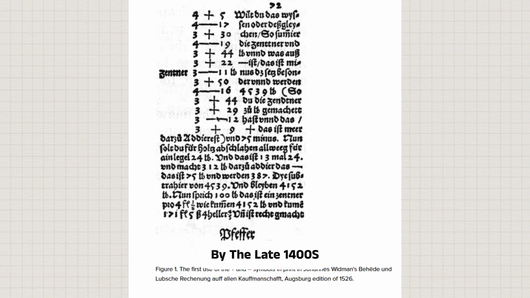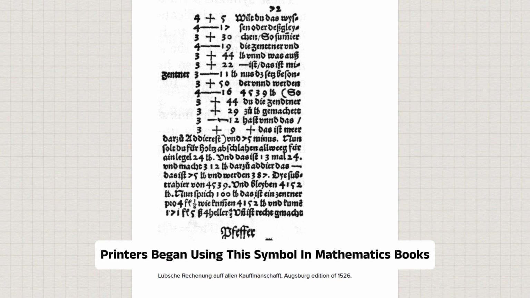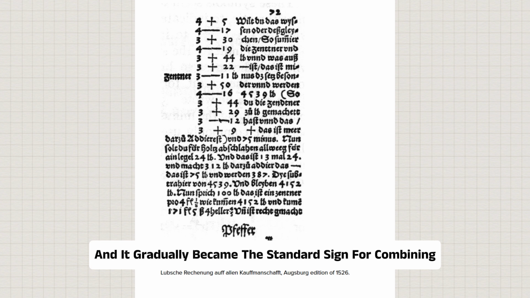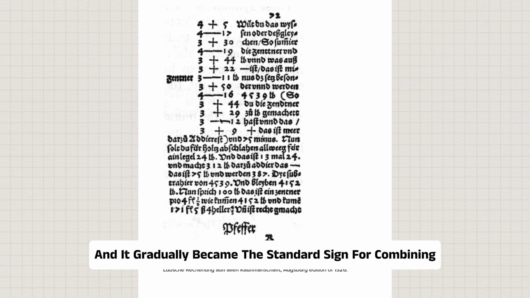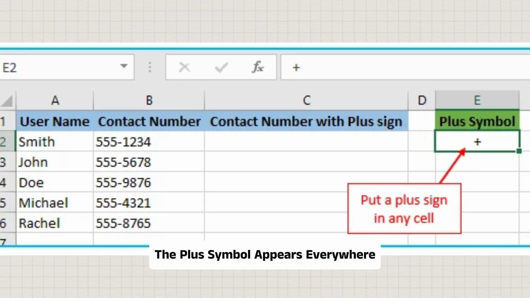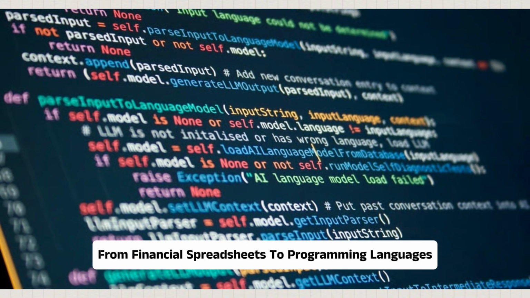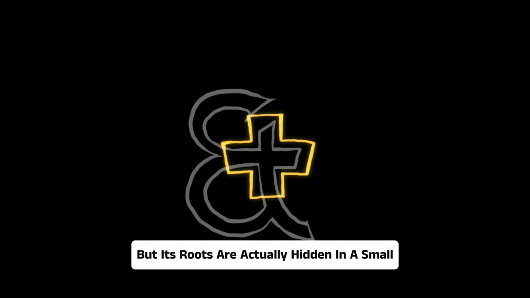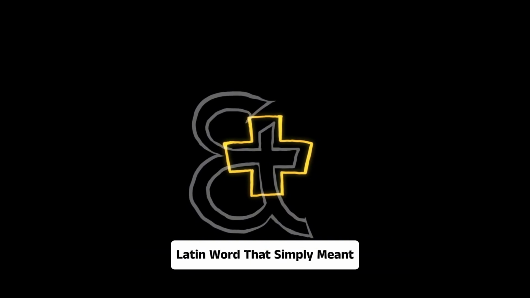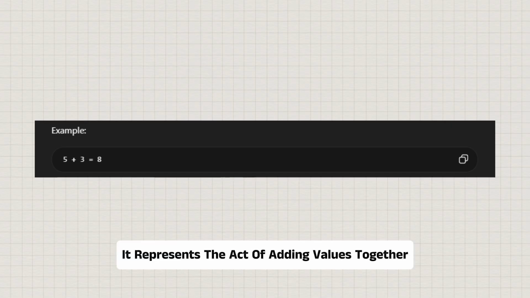By the late 1400s, printers began using this symbol in mathematics books, and it gradually became the standard sign for combining quantities. Today, the plus symbol appears everywhere, from financial spreadsheets to programming languages, but its roots are actually hidden in a small Latin word that simply meant and. In modern math, it represents the act of adding values together.